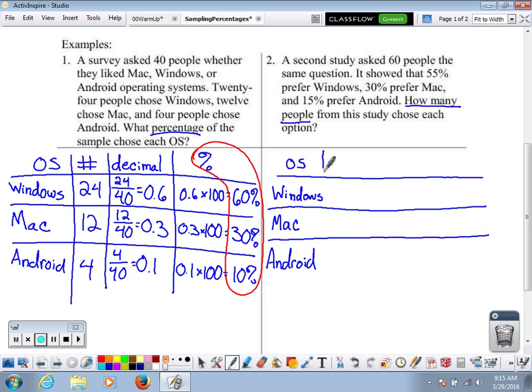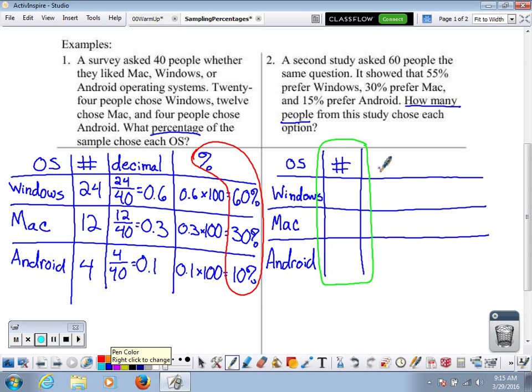And we're still talking about the same measures. Ultimately, we want the number of people that chose each operating system. So ultimately, this is what we're looking for. This is going to be our final answer right here. But in order to get there, we're going to need the decimal, and we'll use the given percent.